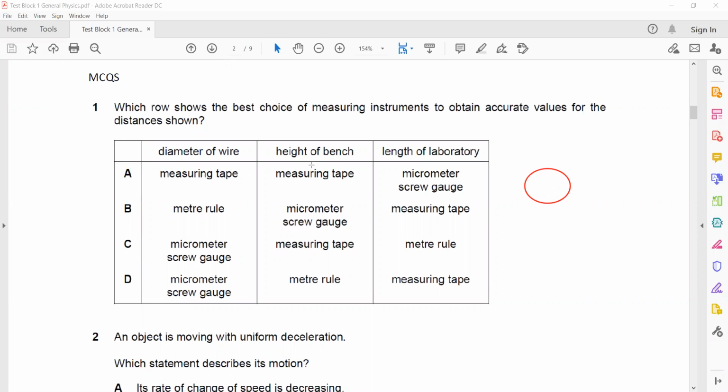To measure the height of the bench, which is generally within a meter, we can use a meter rule. And the length of the lab is more than a meter, so we will use a measuring tape. So which one is the right option? It matches with all, so D is the correct answer.